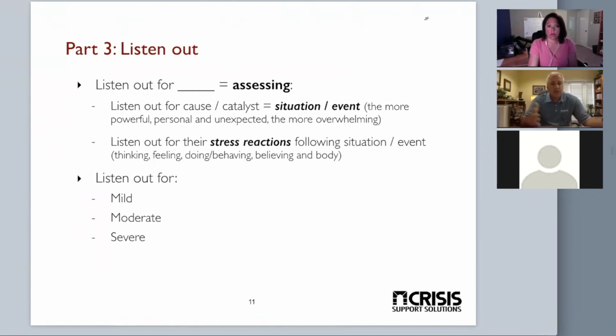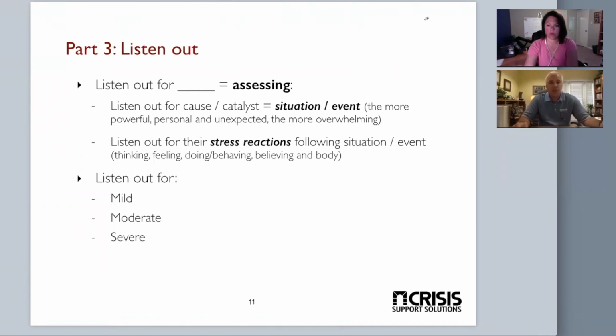And you're listening out for stress reactions. What's going on following the situation or the event? How is it affecting their thinking, their feeling, their doing and behaving, and then their belief system and their physical reactions? This is just a reminder as you're walking through that, to really point out. If you've been in our trainings, you know how much time we spend on that. What are those thinking words? How are they putting their thoughts together? What are their feelings in it? What's their body doing? Those are the things we're listening out for. So that's part 3 that you're really watching out for as we walk through it.